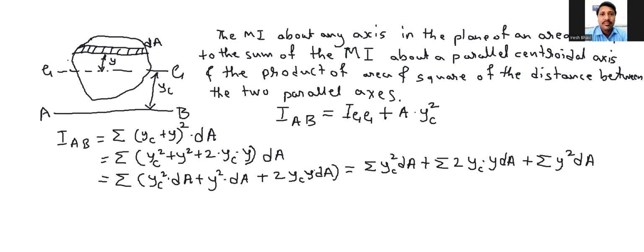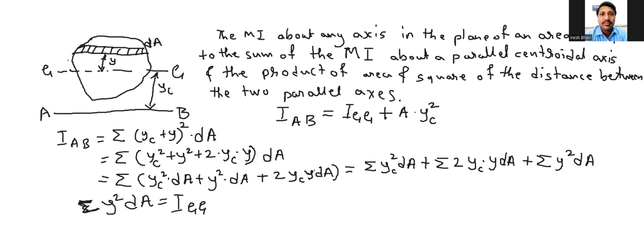Now we know that Y square into dA is what? Y is the distance of this area dA from the centroidal axis GG, and dA is the area. Hence summation of Y square into dA is nothing but the moment of inertia about the centroidal axis, that is IGG.